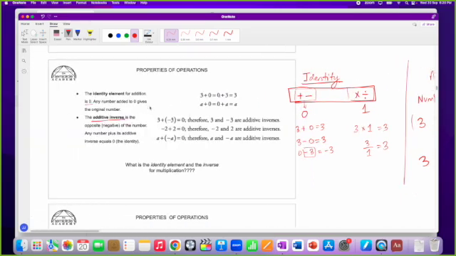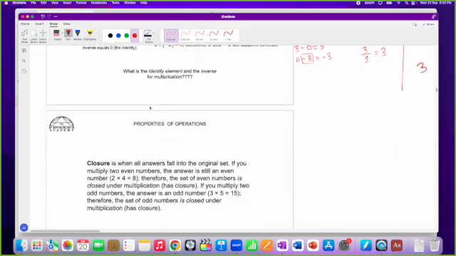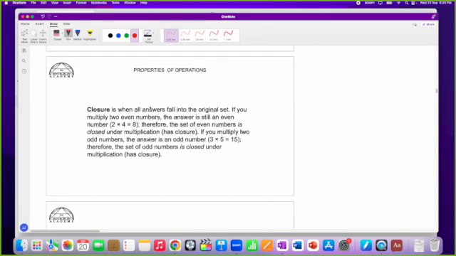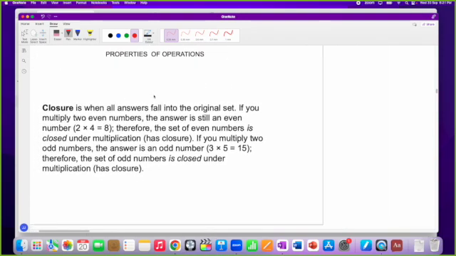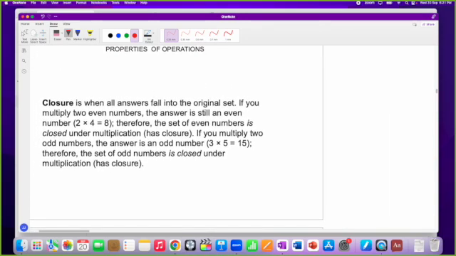Nice. Well, now is almost time to jump into the deep end of the pool. But let me talk about closure. Closure is when all answers fall into the original set. We're talking about set theory here.